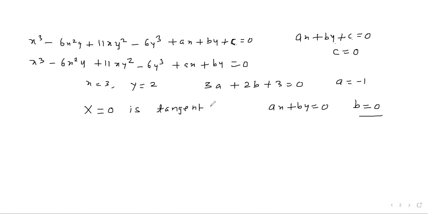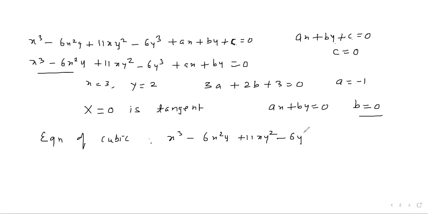So the equation of the cubic will be x cube minus 6x square y plus 11xy square minus 6y cube. Here a equal to minus 1, so minus x, and b equal to 0. So this is the answer.